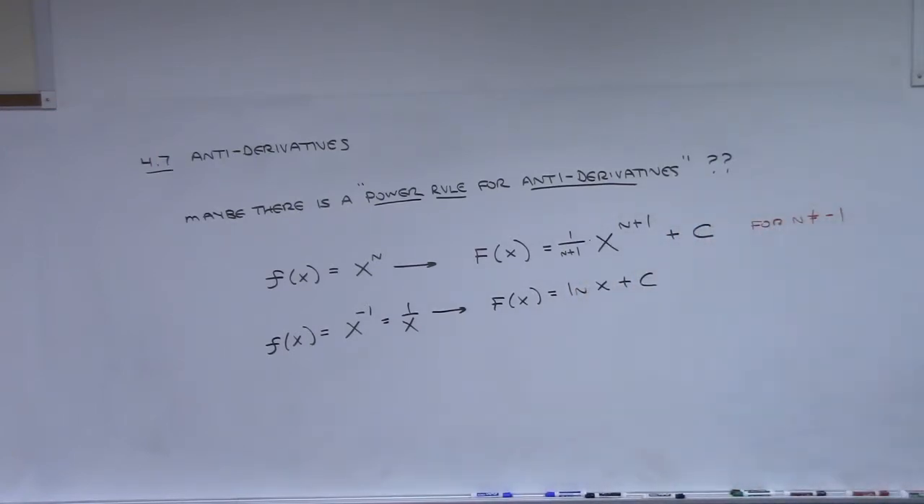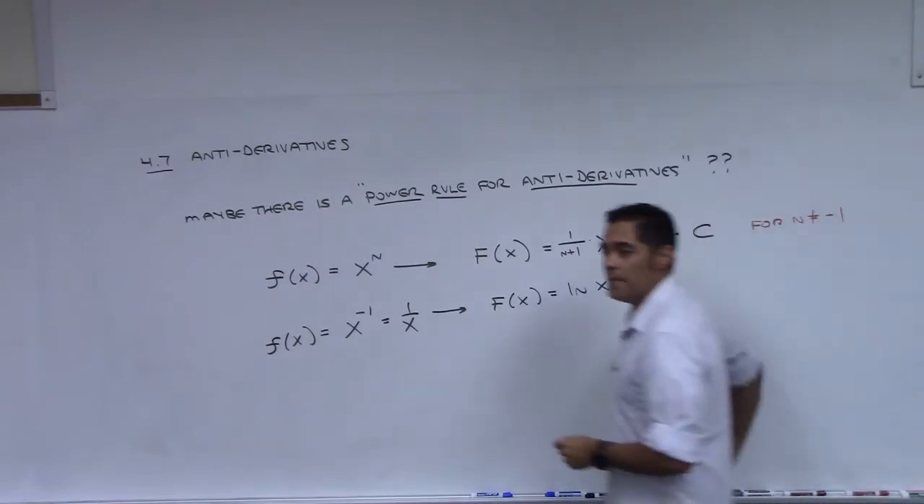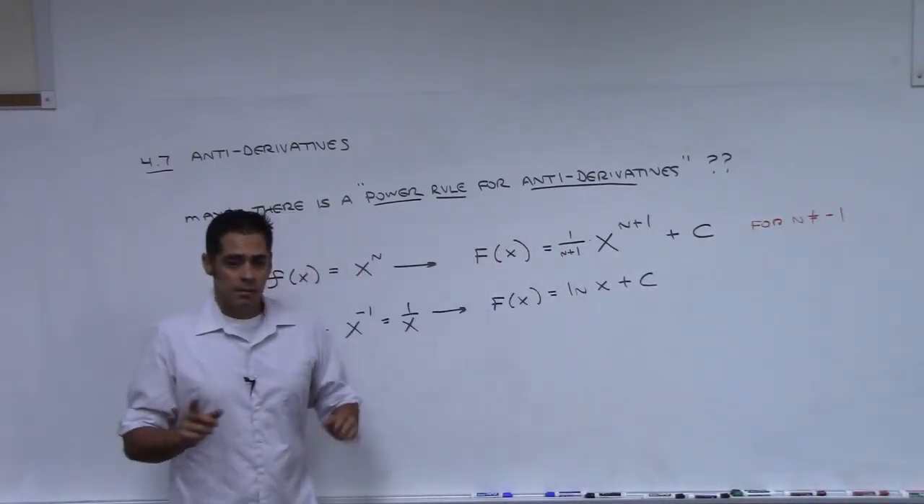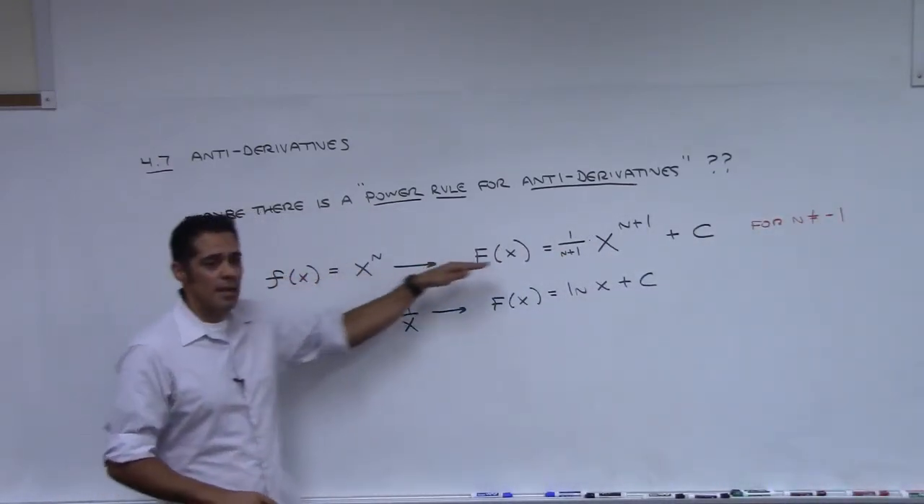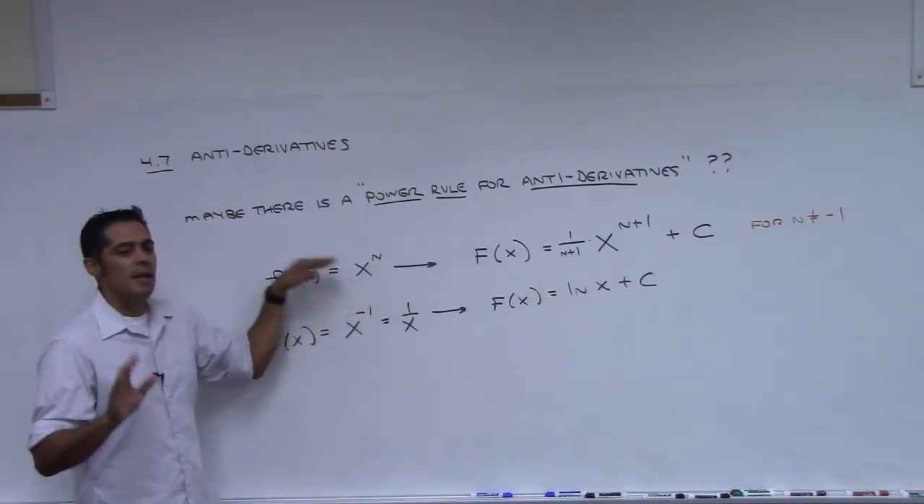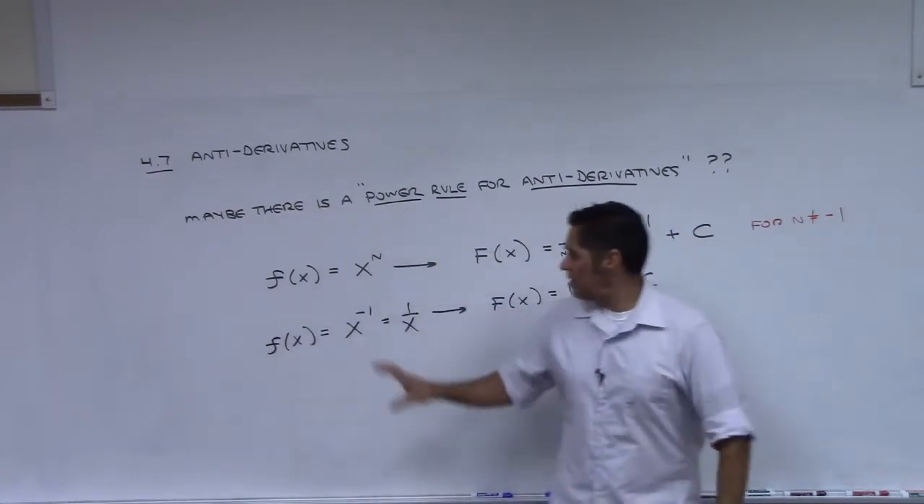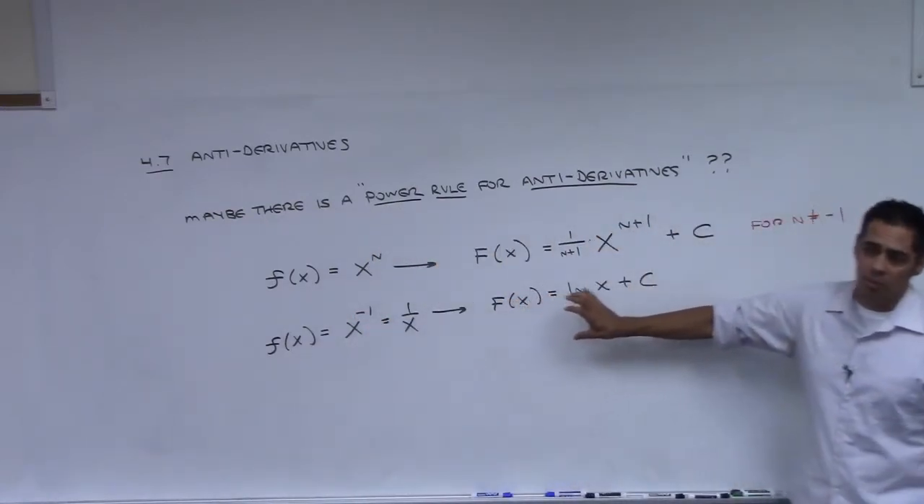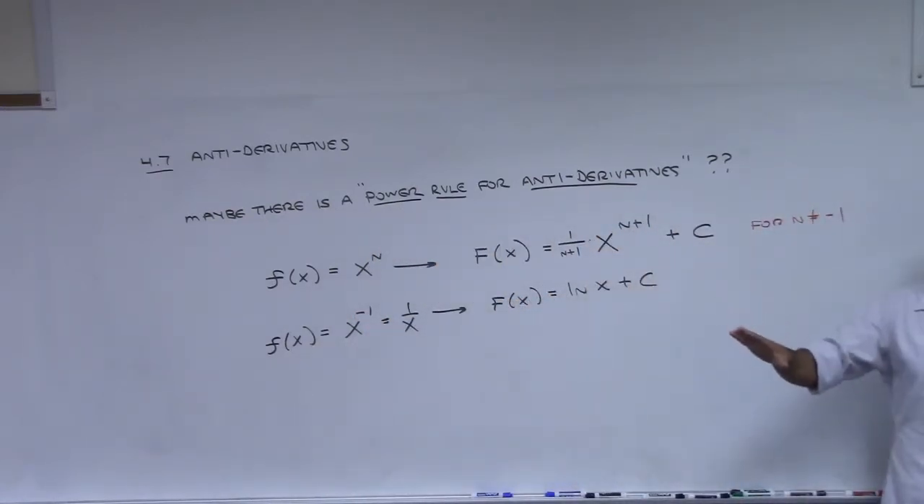So it turns out that we have a way of handling x to any power. This formula takes care of it as long as n is not negative 1. Here's the formula. And this takes care of it if n is negative 1. So we got all bases covered.